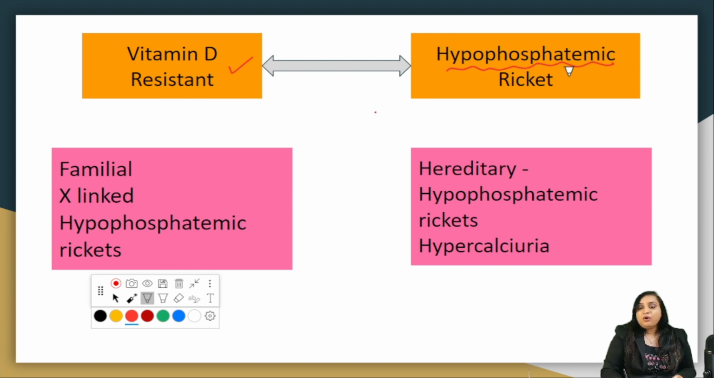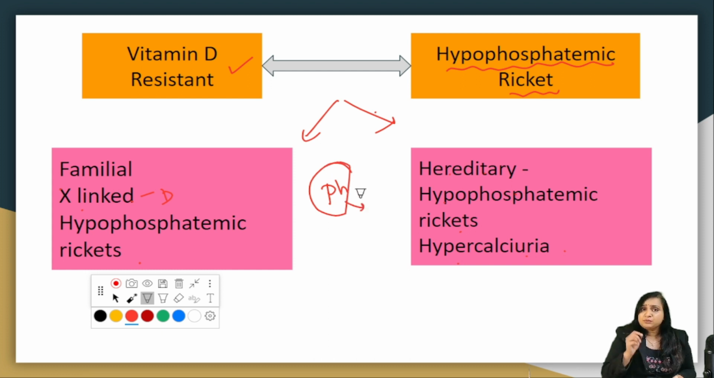This is also called hypophosphatemic rickets. This is further divided into two main parts, that is familial X-linked dominant hypophosphatemic rickets and the hereditary hypophosphatemic rickets, which is with hypercalciuria. Here the problem is phosphate is getting removed from the kidney. There is a problem with the reabsorption of only phosphorus.